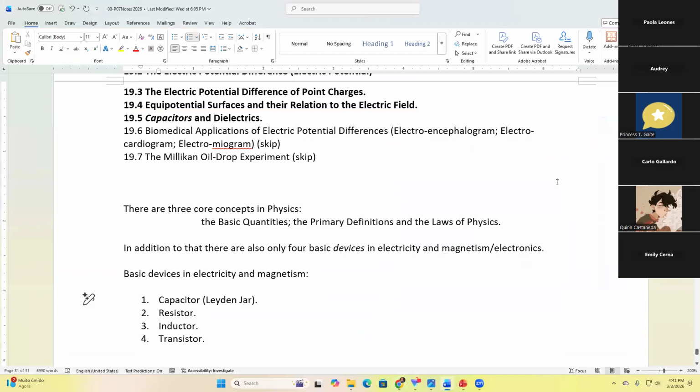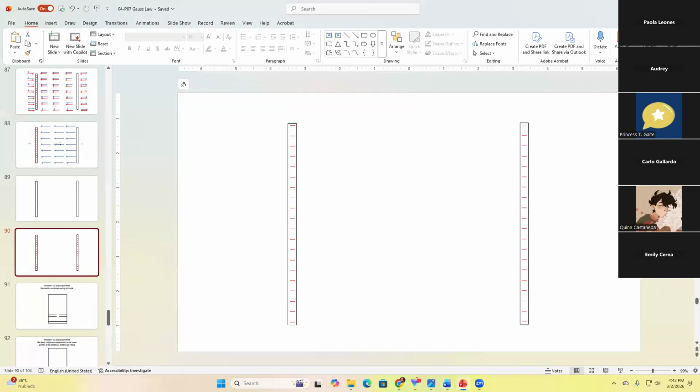And like I said, the capacitor is just one of the four main components in electricity and magnetism and electronics. If you want to understand electronics, if you want to understand electrical circuits, electronic circuits, you have to know about the capacitor and the other three components. That's why we covered them, okay?